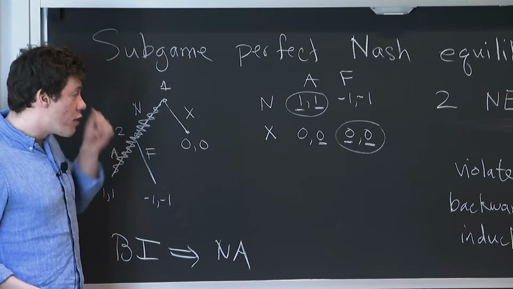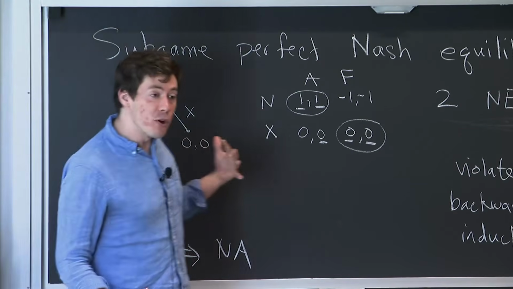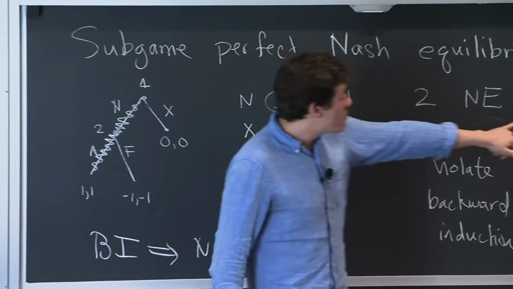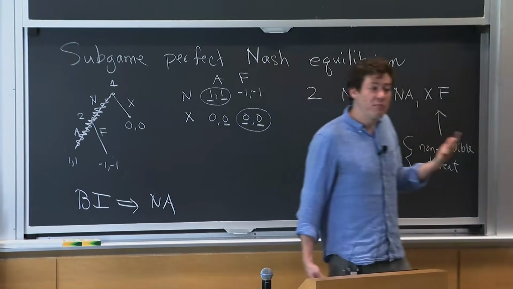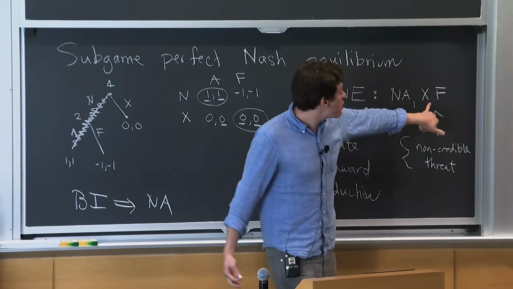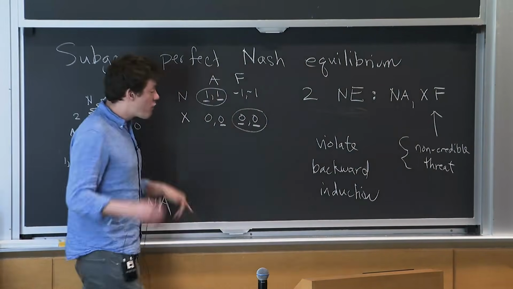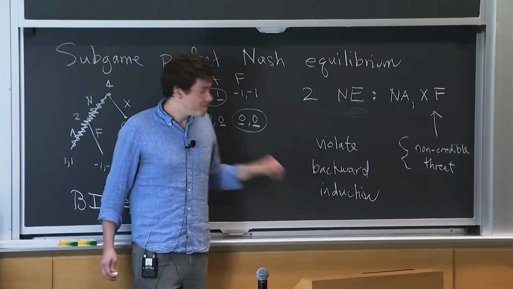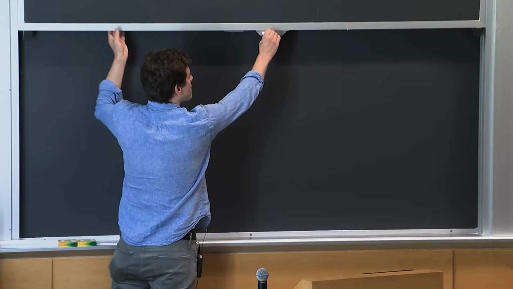So this is kind of a review of what we've done before. This is a game of perfect information. We were able to apply backward induction, and that was able to identify one Nash equilibrium as being a compelling prediction in the game, and the other Nash equilibrium as being less compelling because it involved a non-credible threat, and more formally, it violated backward induction. But now let's modify this example slightly.